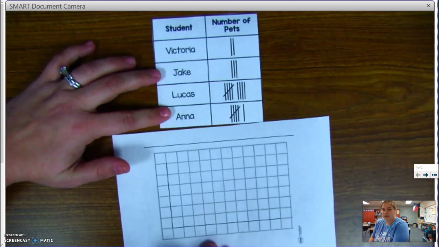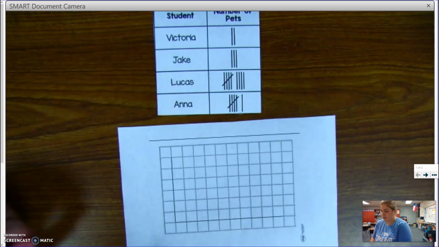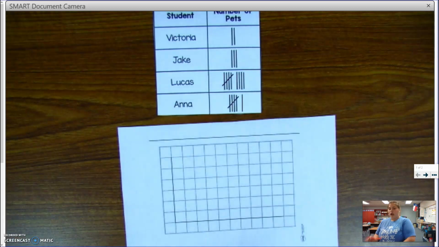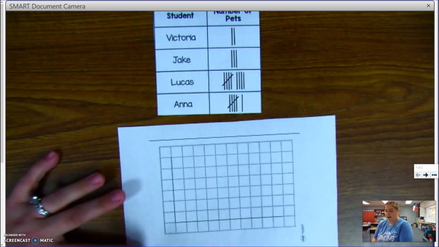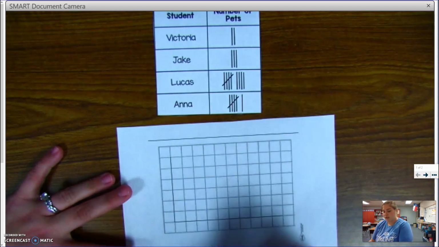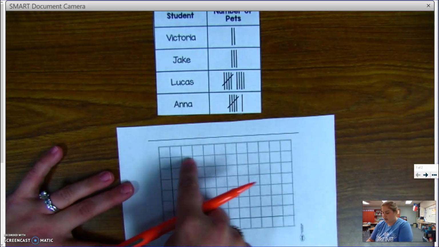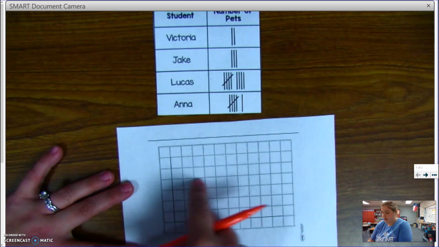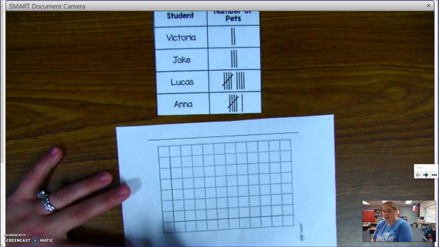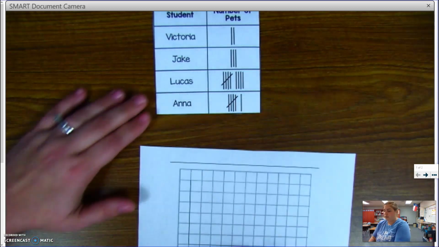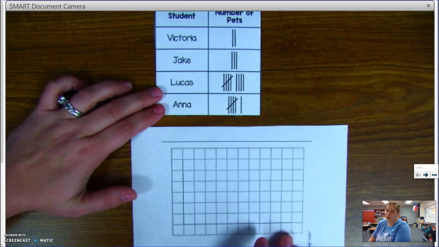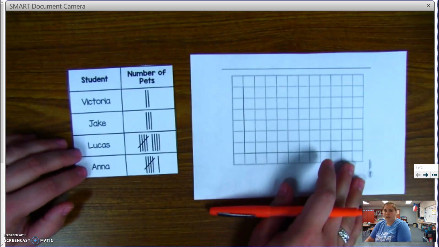Hey boys and girls, today we're going to start putting our own data on our own graphs. And here I have a bar graph that is horizontal. So that means the bars are going to start here and come out this way. You also might have a graph that's vertical where the bars come this way. They're still both bar graphs and they still show information.